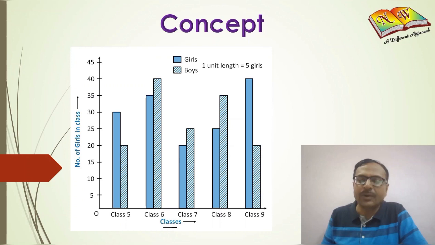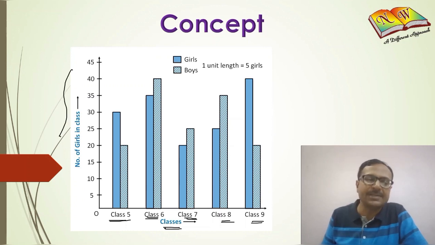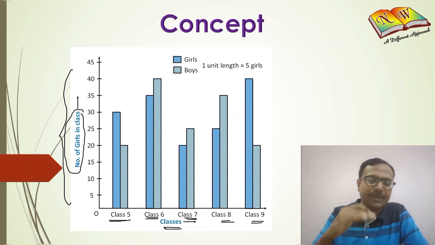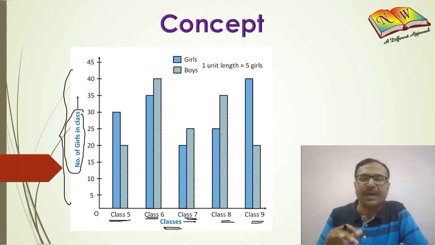Here you can see on the x-axis we have written some classes: class 5, class 6, class 7, class 8, class 9, and on the y-axis we have represented the number of girls in the class. The scale chosen on the y-axis is 5, 10, 15, 20, which is enough for representing all the students of the class.